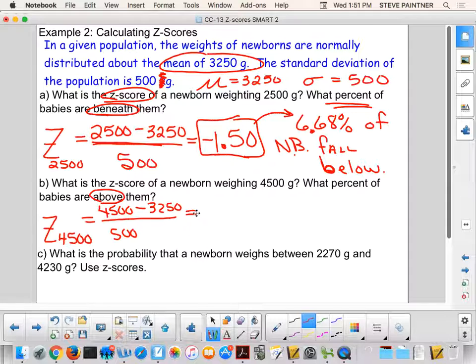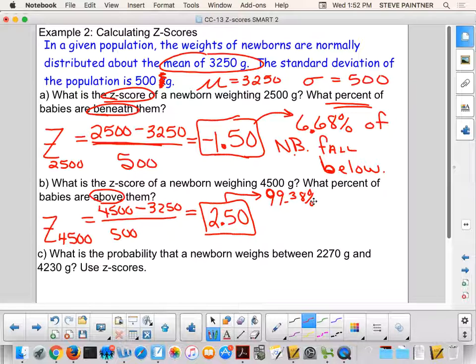Elizabeth, you have it? Just the score. 2.50. Did you get positive or negative? Positive. Okay. She gets positive 2.50. So you look that up, and whatever you see is what's beneath or below that baby. So what does this calculate into percentile? 99.38.